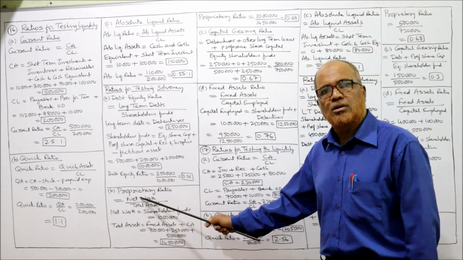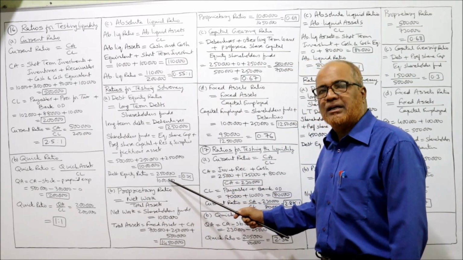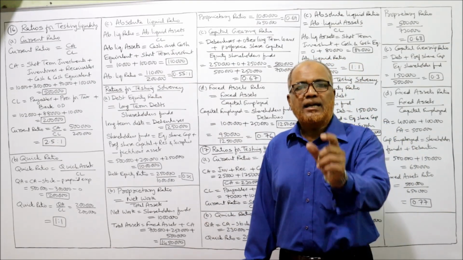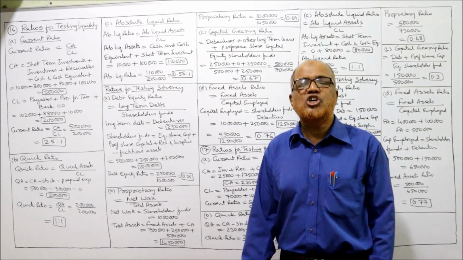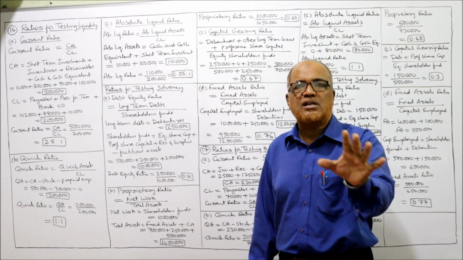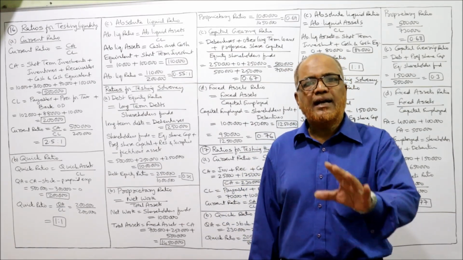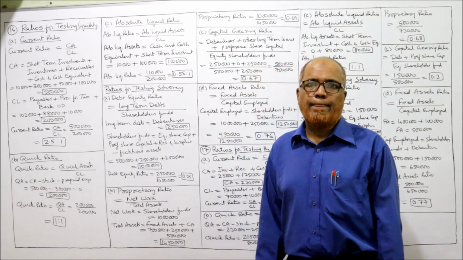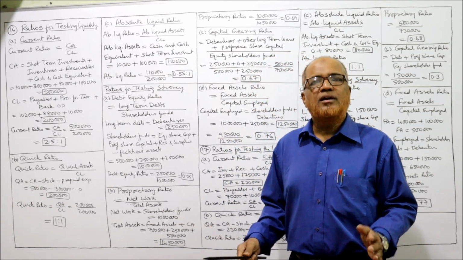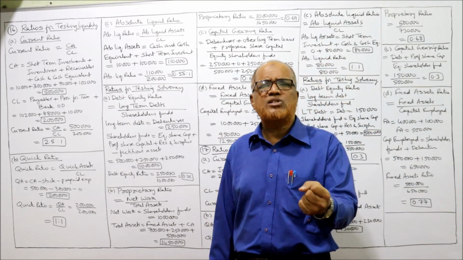Now substitute. The debentures are 2,50,000, so 2,50,000 divided by 10 lakh gives 0.25. That means the debt is 25% of shareholders fund. According to the norm, the debt can be kept up to 50% of shareholders fund. Here we have 25%. It's good. The business has a good solvency position.